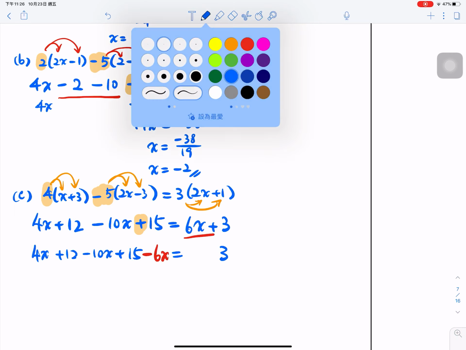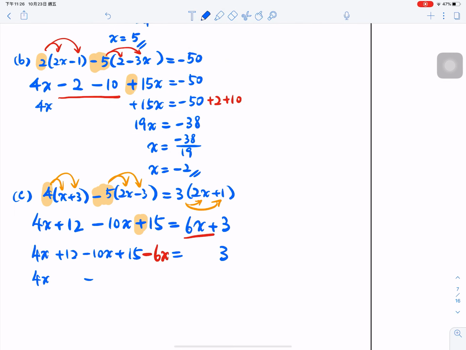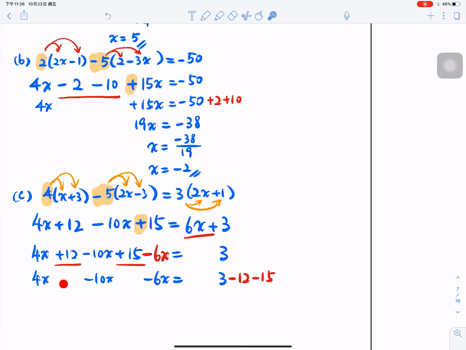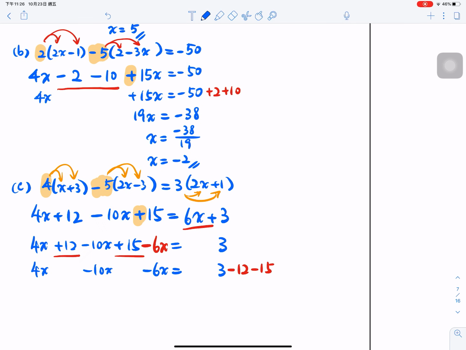Right? How about the next step? 4x minus 10x, and then minus 6x equals 3. Okay, have a look. There's plus 12 plus 15. So both sides minus 12 minus 15. So no more 12 and 15 on the left hand side. Now you can simplify. 4x minus 10x minus 6x. So how many x left? Good.